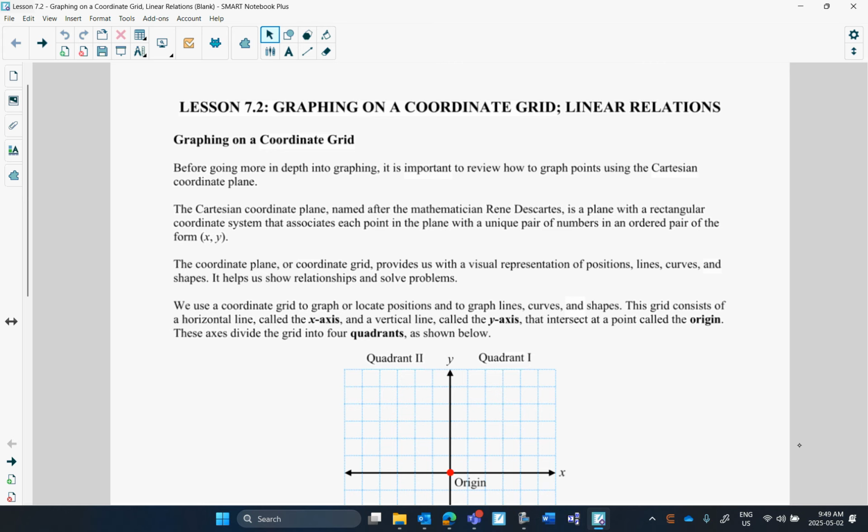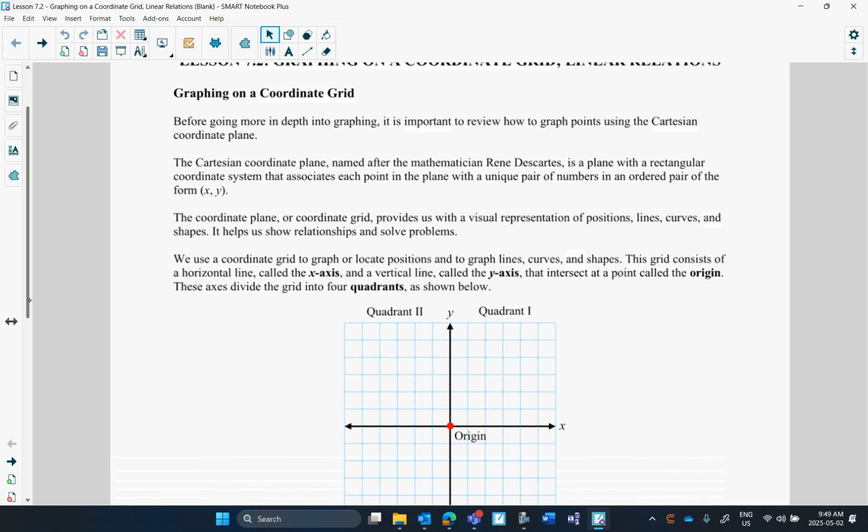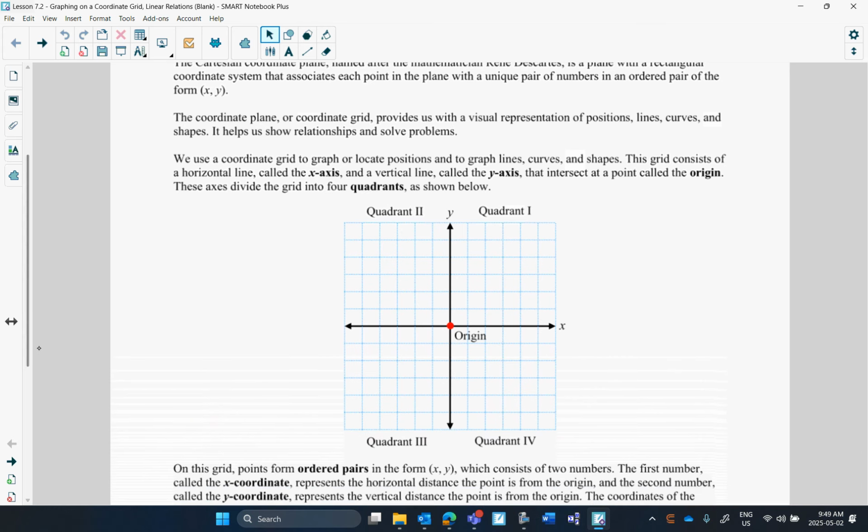Before we start, and this should be reviewed, I hope, is how do you plot points on a coordinate grid? How do you read points on a coordinate grid?